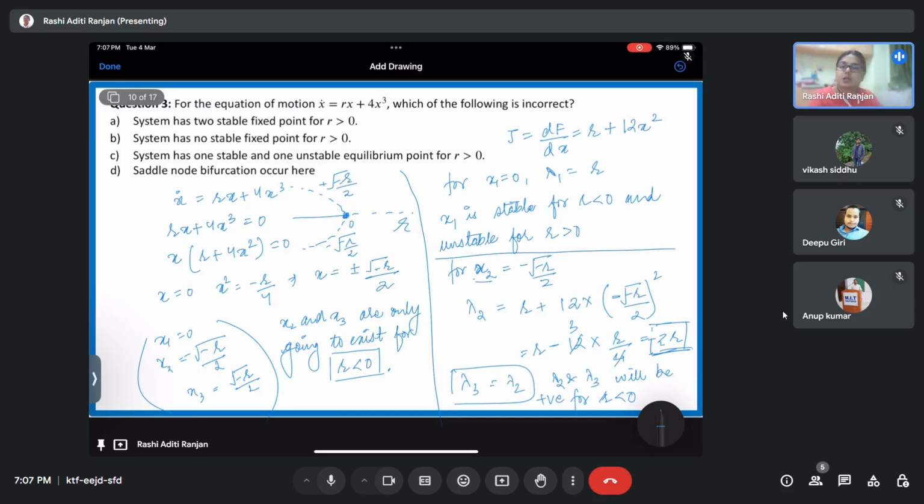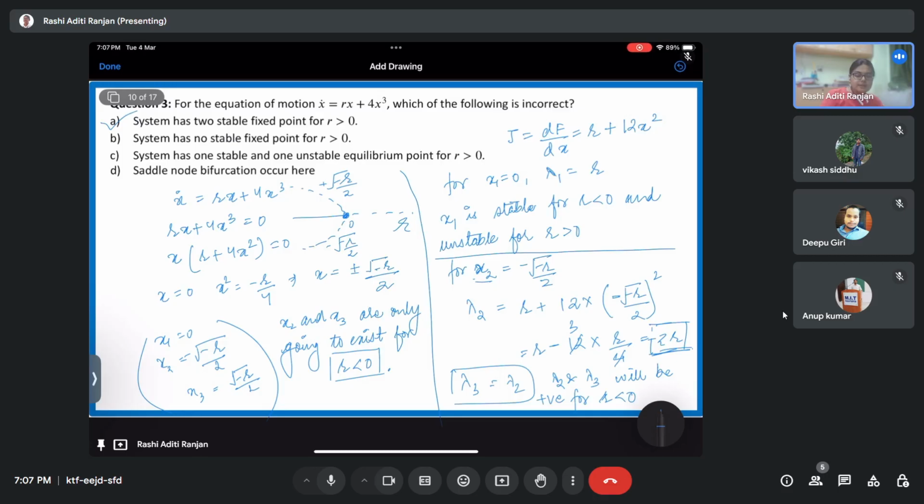Okay, so now we will look into the options. System has two stable fixed points for r greater than 0. This is incorrect. So this is incorrect, and hence we will choose this option.